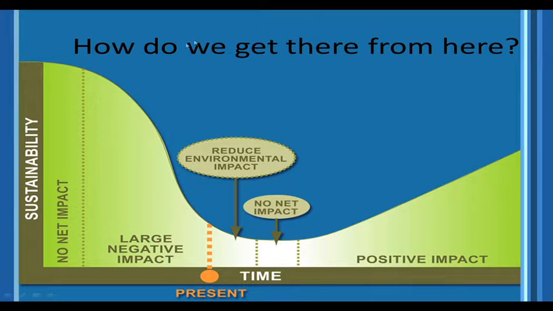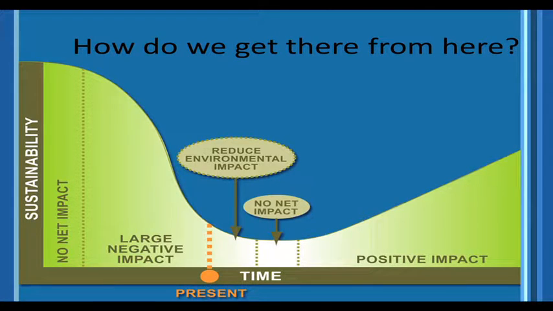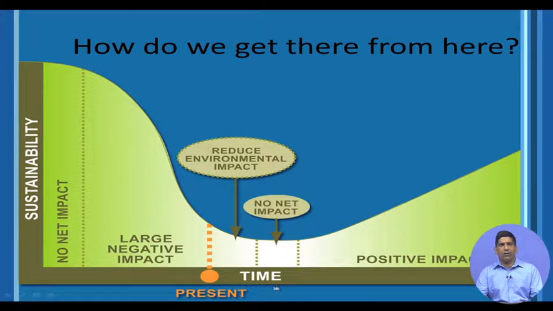So how do we get there from where we are right now? If you look at this particular sketch, this is your sustainability, where we have no net impact. Right now we are somewhere over here. Earlier we had more and more large negative impact. With environmental regulations throughout the world, of course the implementation of those regulations at some places needs a lot of improvement, but as you can see in this picture, we are somewhere shown with the dotted line and that orange circle. So we have made some progress.